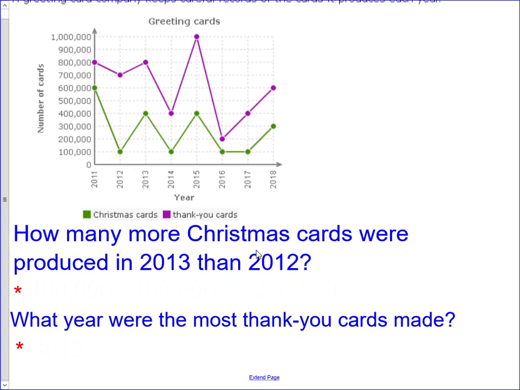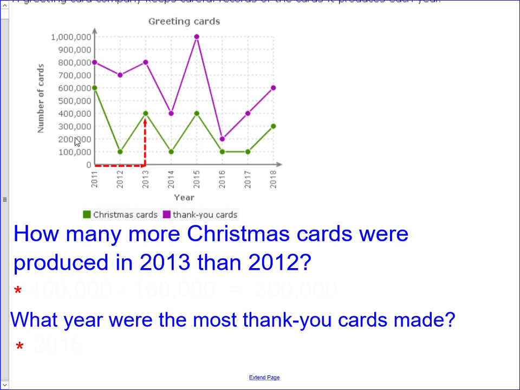It says, how many more Christmas cards were produced in 2013 than in 2012? Well, to be able to do this, we need to know how many cards were produced in each year. So let's do 2013 first. We're going to start at the origin. We're going to go over to 2013, and we're going to go up until we meet our graph. And we're looking for the green graph because we're talking about Christmas cards. Well, in 2013, there were 400,000 Christmas cards produced.